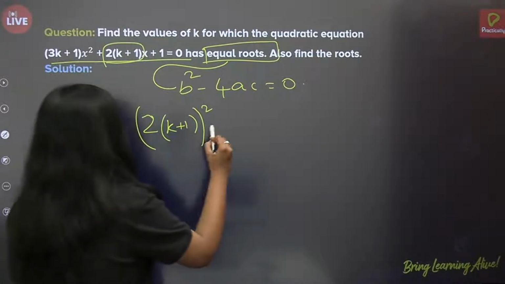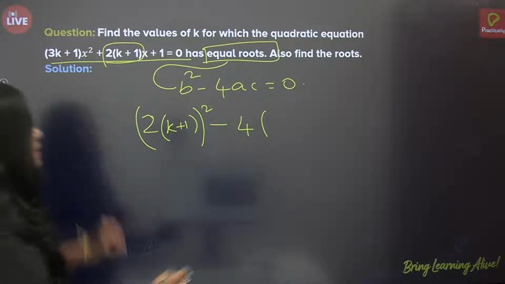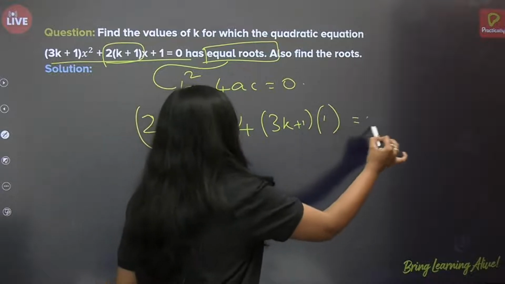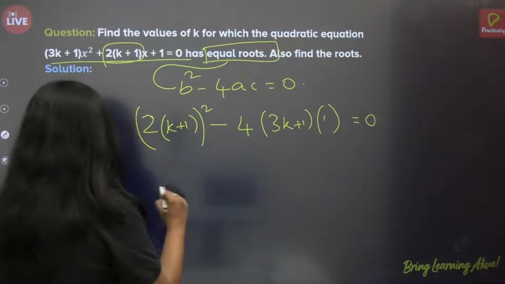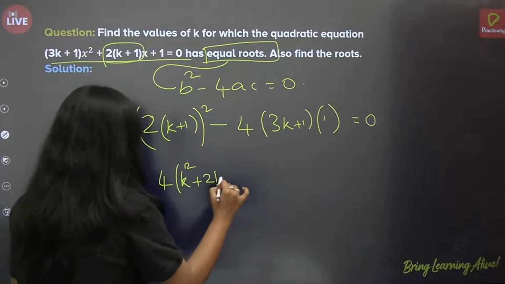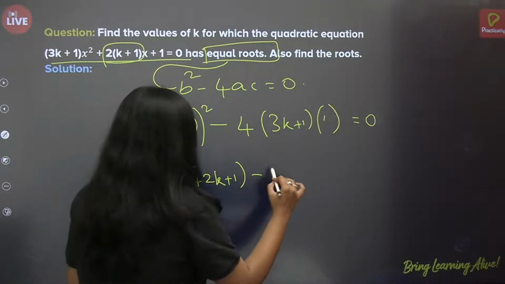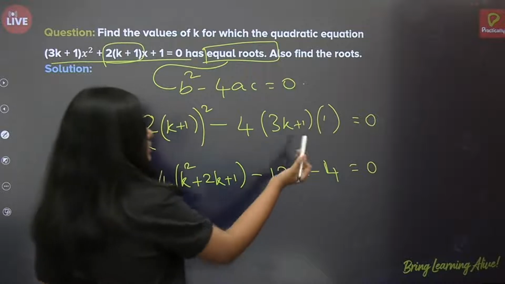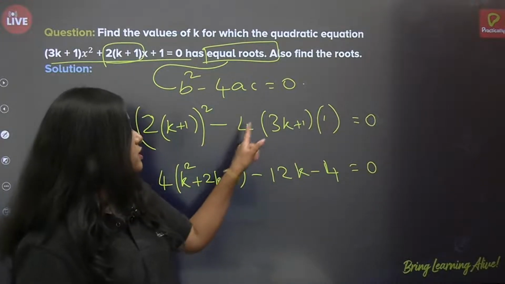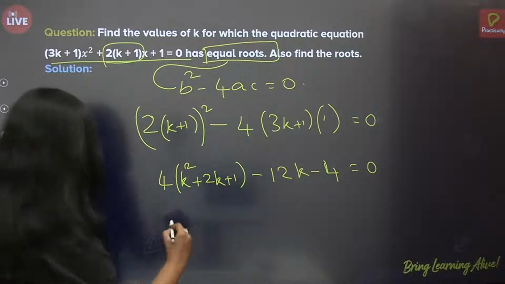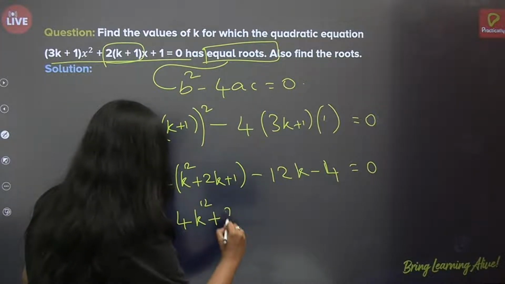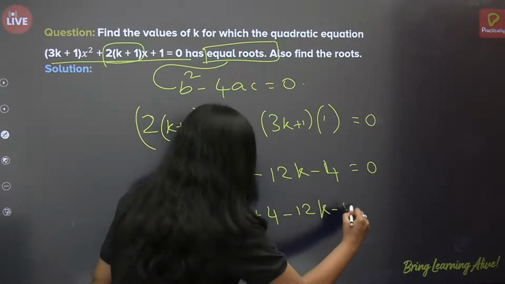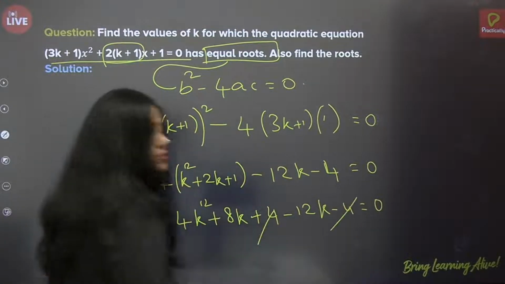So we'll make sure that you recheck after every solution as well. So 2 of k plus 1 whole square minus 4 of what is a? 3k plus 1. And what is c? 1. This is equal to 0. Right? So this will be 4 of k square plus 2k plus 1 minus 12k minus 4 equals to 0. Correct? Next step, 4k square plus 8k plus 4 minus 12k minus 4 equals to 0. Plus 4 minus 4 cancel.